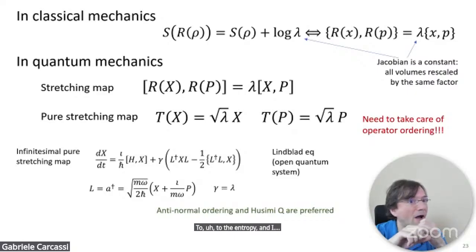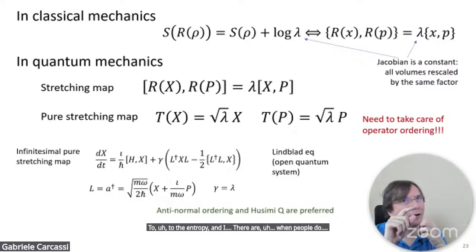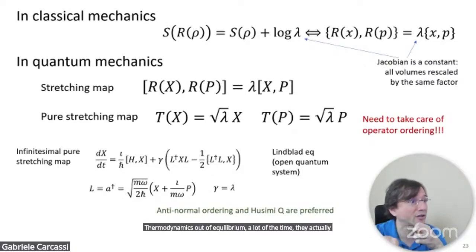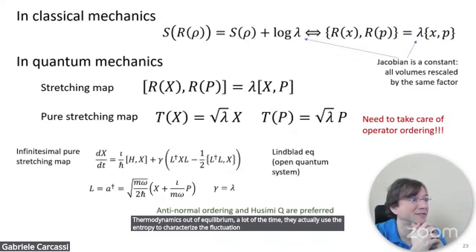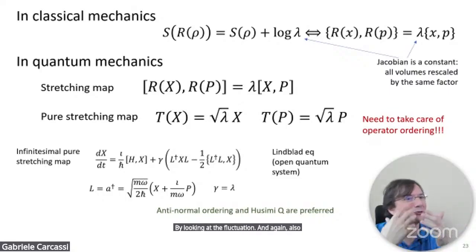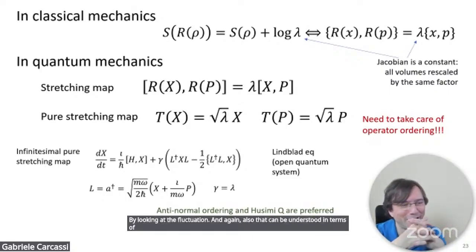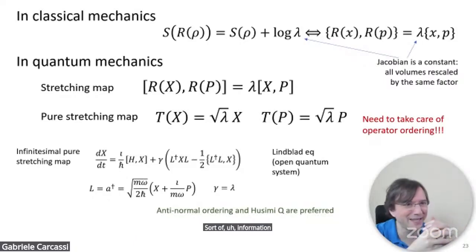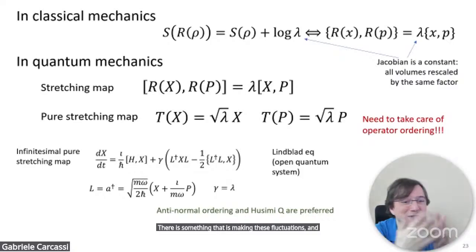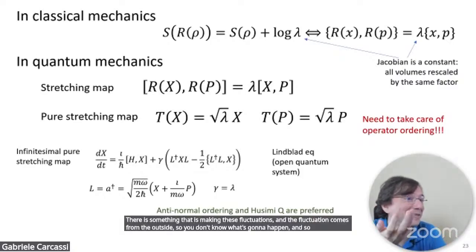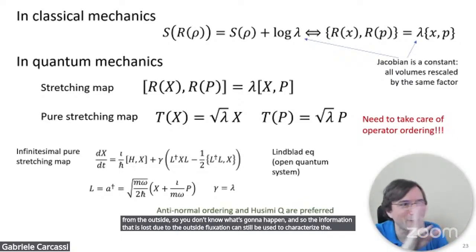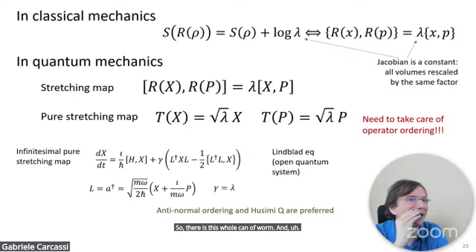And when people do thermodynamics out of equilibrium, a lot of the time they actually use the entropy to characterize the fluctuation, and in some sense they're measuring the entropy by looking at the fluctuation. And again, that can also be understood in terms of information ideas, because there is something that is making these fluctuations, and the fluctuation comes from the outside, so you don't know what's going to happen. And so the information that is lost due to the outside fluctuation can still be used to characterize the entropy. So there is this whole kind of world.